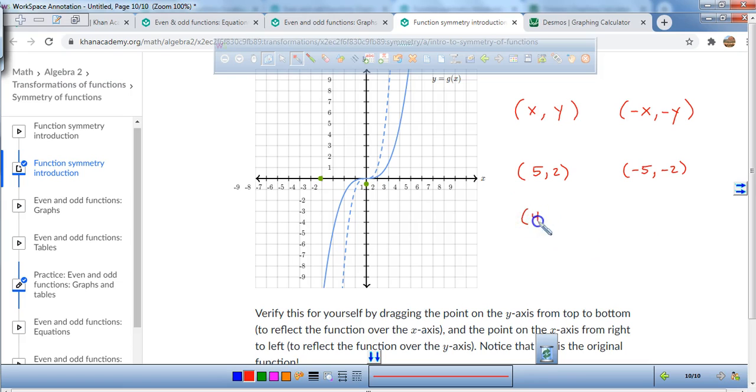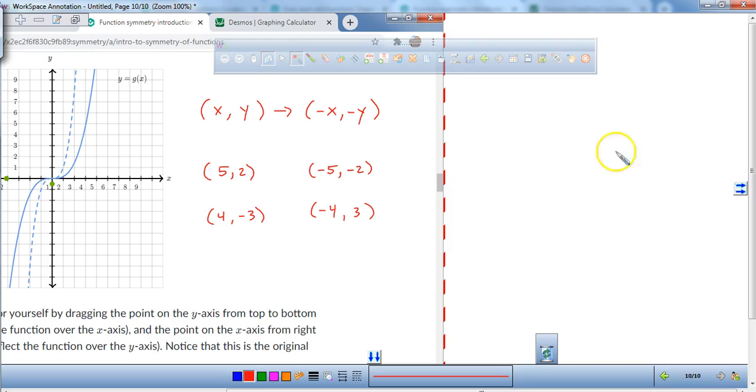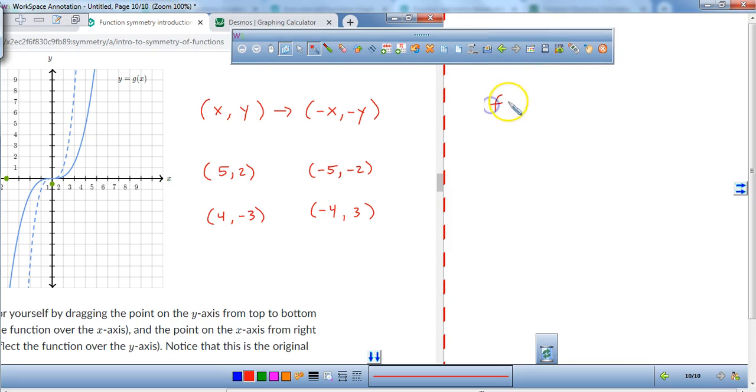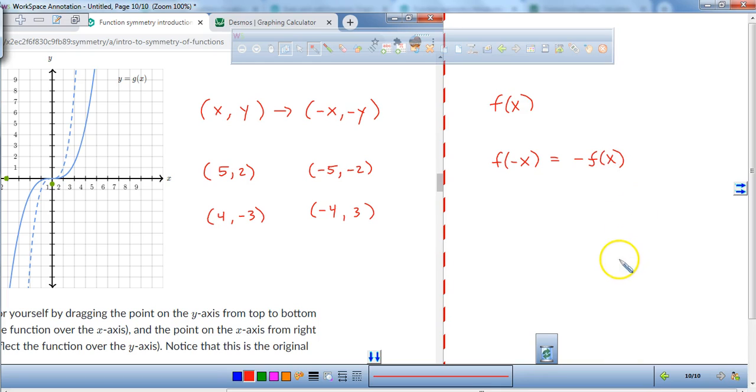If I had a 4 and a negative 3, what's the opposite of 4? Negative 4. What's the opposite of negative 3? Positive 3. So this is the rule that happens for all odd functions. Now, in a function, if you have f of x, and then you decide you want to plug in a negative x into that original function, it will always equal negative f of x every single time.